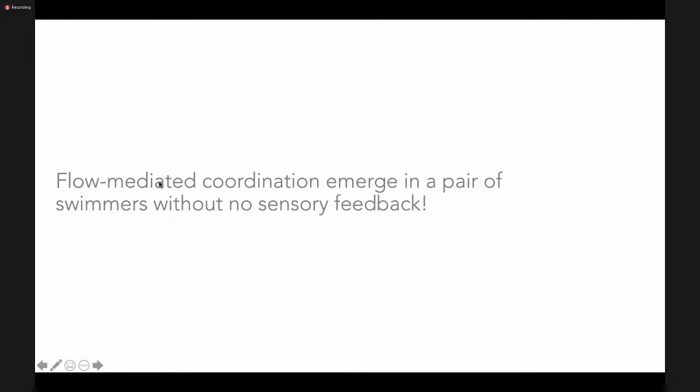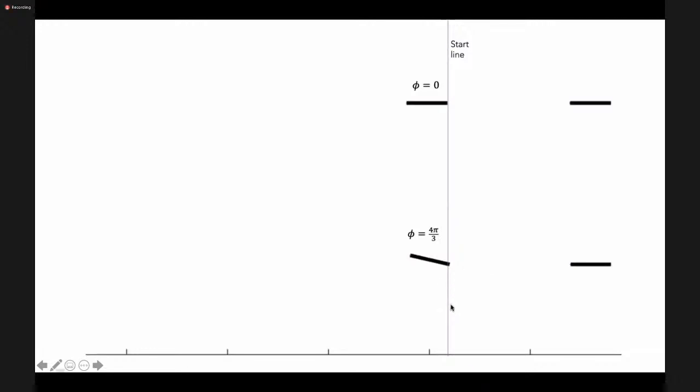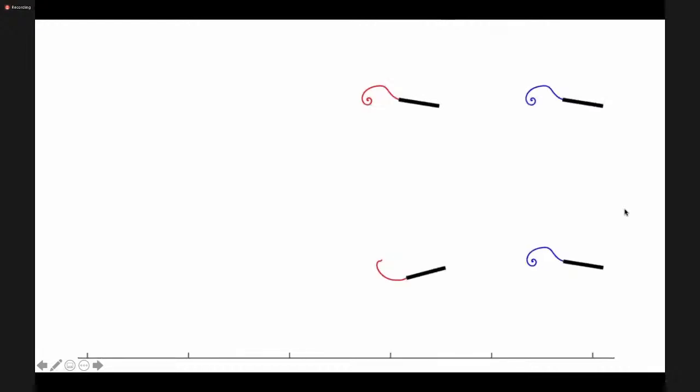So we do have evidence to think that flow-mediated coordination could emerge in pairs of swimmers with no sensory feedback control. And we used our vortex sheet model to try to address this problem. So here I'm going to show two swimmers that are in line, kind of like the Courant Institute study, but instead of heaving, they are pitching. They are pitching at 0 phase difference. And in the second case, I'm going to show that they are flapping at a phase difference. They are starting from this particular location, and let's look at their behavior.